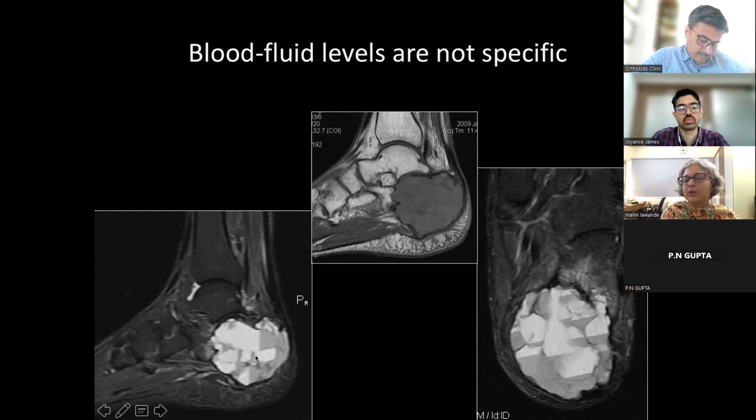It shows me blood fluid levels. Now, when I have blood fluid levels like this, it's an aneurysmal bone cyst is what I'm thinking. But it can be a primary one. It can be a secondary one. So for that, I try to see, am I seeing any soft tissue component? Are these blood fluid levels kind of continuous? And ideally for that, I would want to give contrast to see whether it is just smooth enhancement of these cystic components or do I have solid enhancing areas?